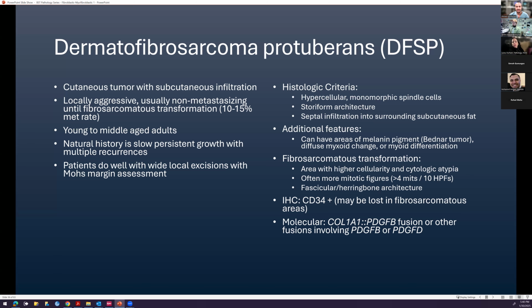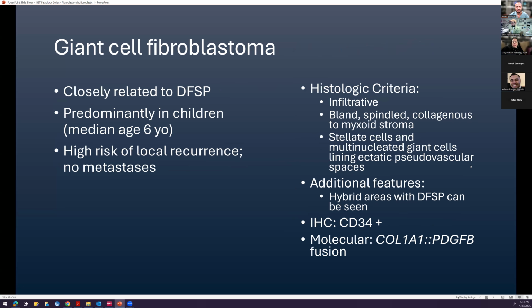You're likely not going to see a whole lot of difference grossly when you look at it. So it's not going to be that easy to just pinpoint areas that could be fibrosarcomatous. So any amount you say with fibrosarcomatous transformation? Yep, any amount is fibrosarcomatous. Got it. Cool. All right, moving on.